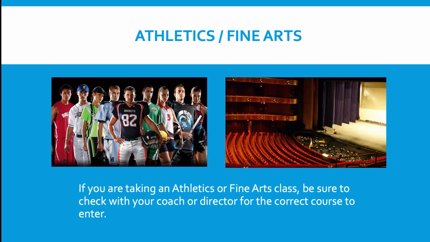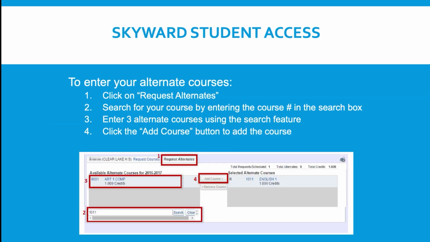It is important to select 3 to 4 alternates, just in case there is a scheduling conflict. To enter your alternates, click on Request Alternates and enter 3 to 4 alternate courses using the search feature and Add Course button. You can also use arrows to rank your choices.